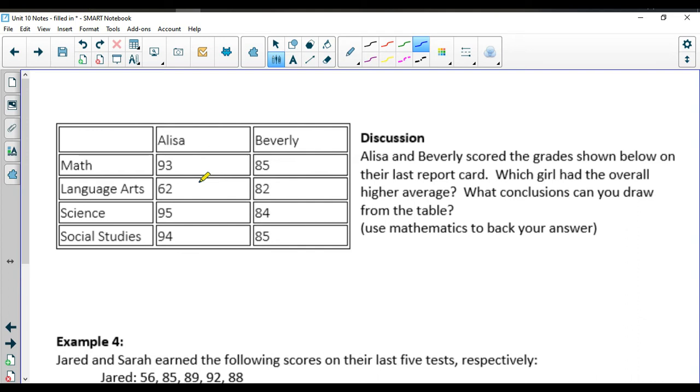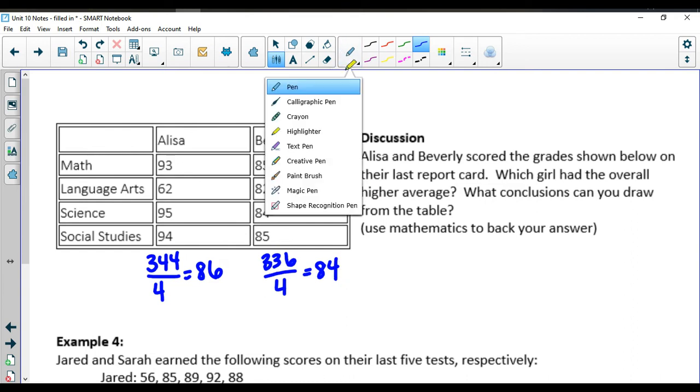So for Alyssa, we have 93 plus 62 plus 95 plus 94, and that gives us a total of 344. She had 4 subject areas, so if we divide by 4, her average is going to be an 86. Beverly has an 85, an 82, an 84, and an 85, which is a total of 336, also divided by 4 subject areas, and her average then is going to be an 84.